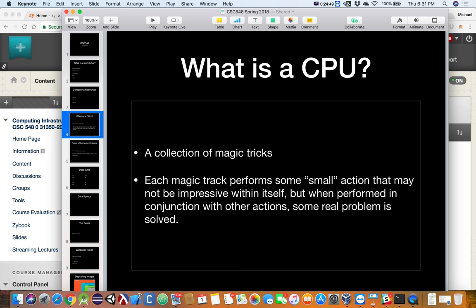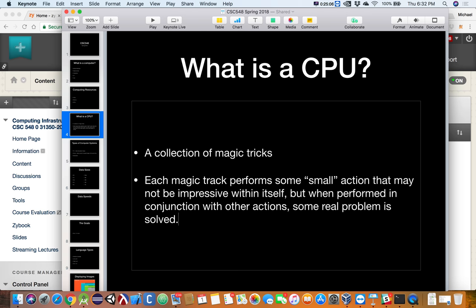When you're Intel and you're making your CPUs, you have to find that sweet spot of what's enough magic tricks to let you solve problems, as opposed to what's too many, where all of a sudden each magic trick isn't strong enough to do very much on its own. Where all of a sudden you have to string a whole bunch of them together to do something.